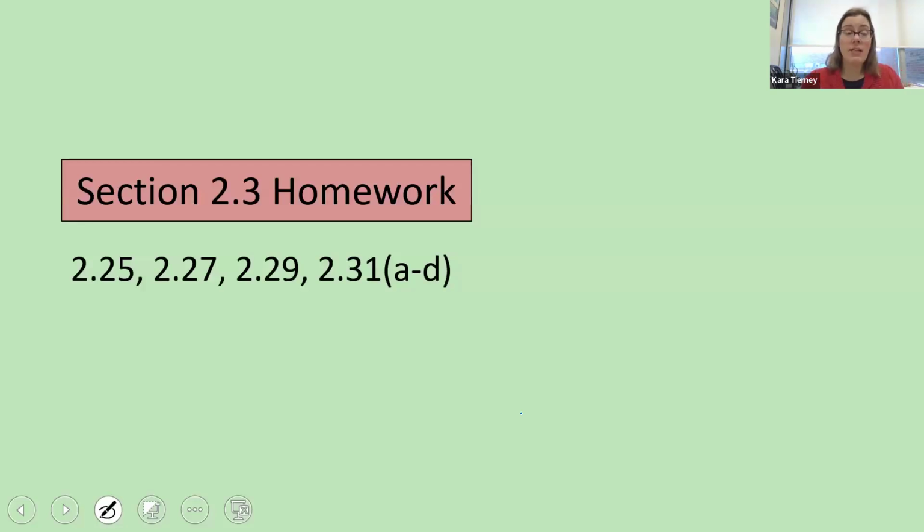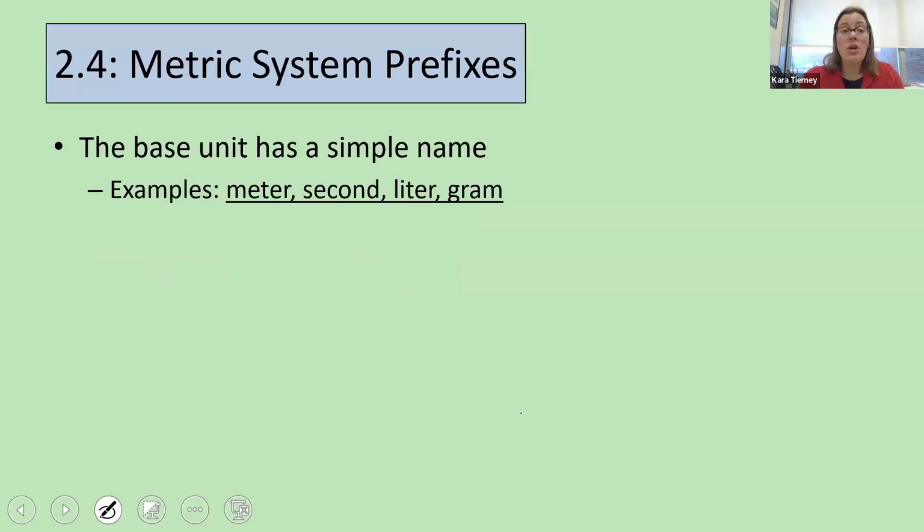Okay, I want to move on to section 2.4. So 2.4 is taking a look at the metric system. The metric system uses a series of base units. For every type of measurement, there's a base unit. So examples are meter, second, liter, and gram. A meter measures length, a second measures time, liter is volume, and gram is mass.